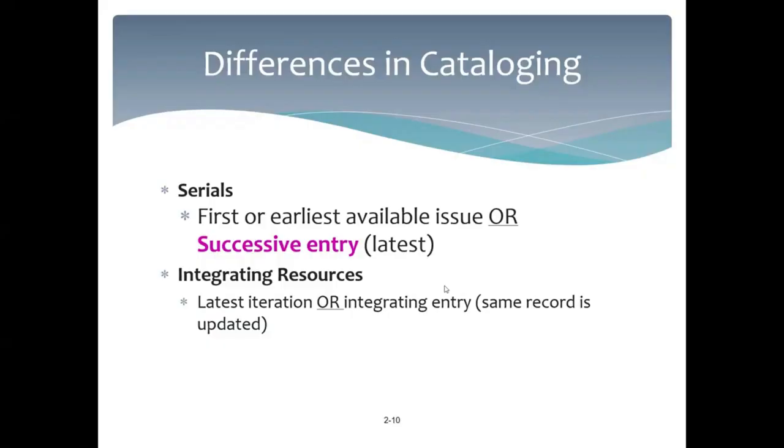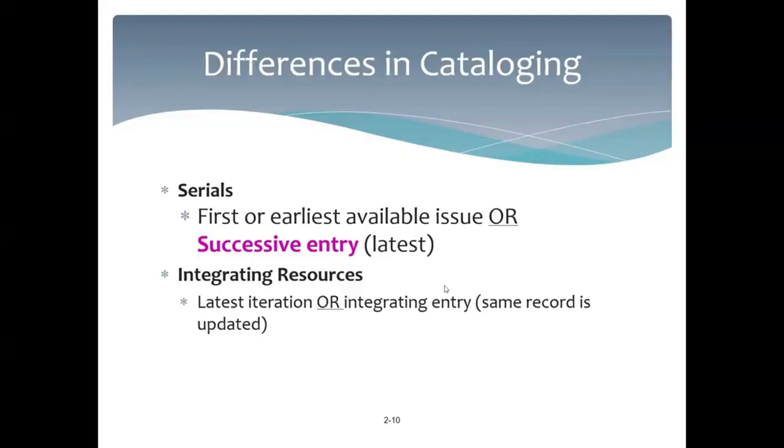The other way to catalog, and this is the way that's recommended by CONSER, we're going to talk about CONSER in a few minutes, is what's called successive entry. Essentially you're cataloging from the latest issue or volume or part, whatever you have. Essentially, it's what you have in hand. So if this thing started with volume 1, but you have volume 25 and you haven't cataloged this before and there's no record in OCLC, then you start cataloging at volume 25.